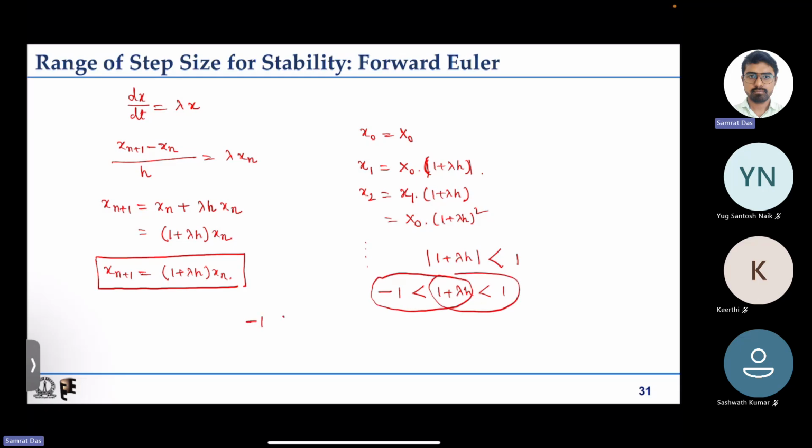First one is minus 1 less than 1 plus lambda h. If this is taken like this, so lambda h is greater than minus 2.